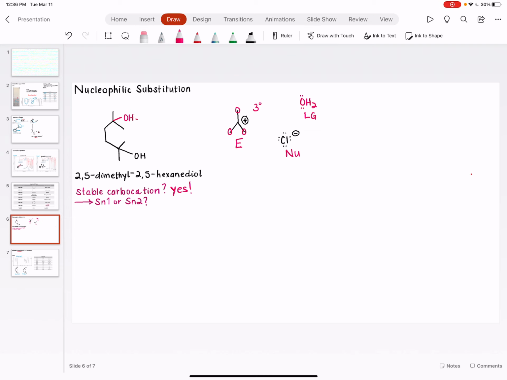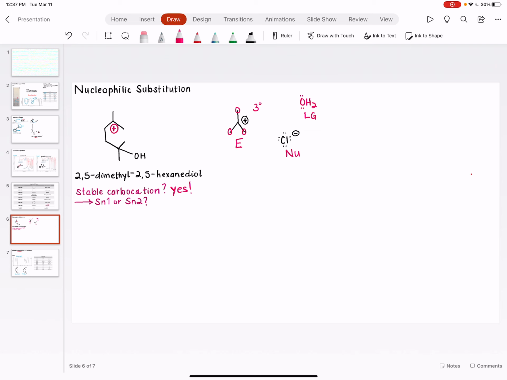our leaving group here. I'm backing up a little bit. And our nucleophile, which is negatively charged chlorine in this case, that negatively charged chlorine, our nucleophile, will attack at the same time as our leaving group will leave. So there is no carbocation intermediate. But in our reaction, we know that if the leaving group leaves, we form a stable tertiary carbocation.